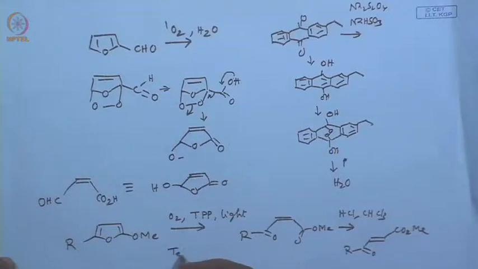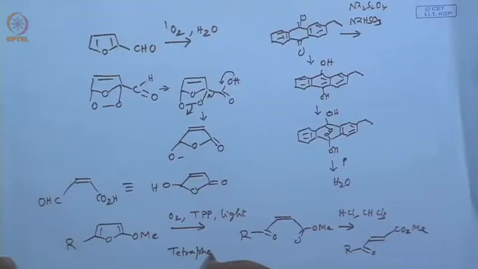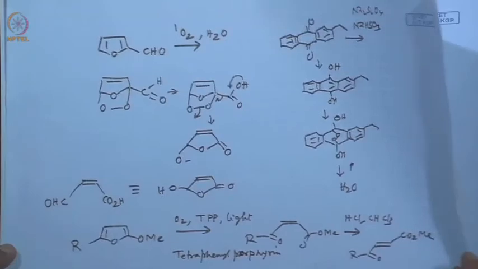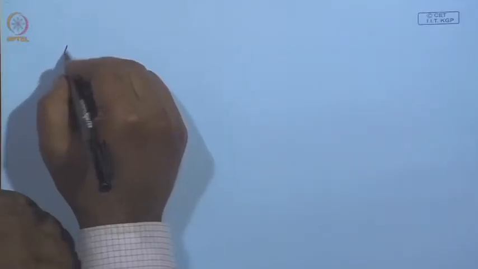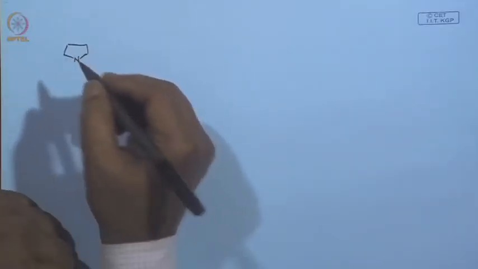Tetraphenyl porphyrin, right. Okay. Let us look at one more example of this use of singlet oxygen. This has been used in the total synthesis of a very complex molecule, and that begins with a bipyrrolic compound.